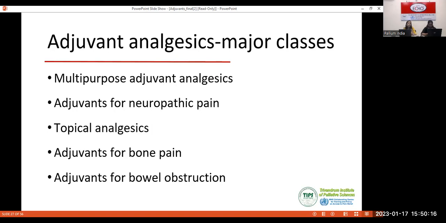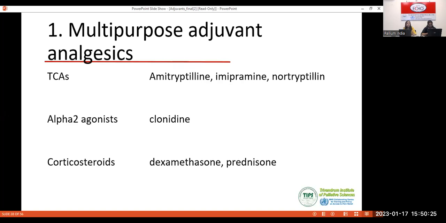You don't need to learn the classification by heart at all. There is something called multi-purpose adjuvant analgesics. We use that for many, many situations. The examples are tricyclic antidepressants. You don't need to remember any of this classification. I'm just putting it in order so that it's easy to understand. You might have heard about amitriptyline, imipramine, and nortriptyline. All these drugs are TCAs, that is tricyclic antidepressants. These are very commonly used drugs for treatment of neuropathic pain.